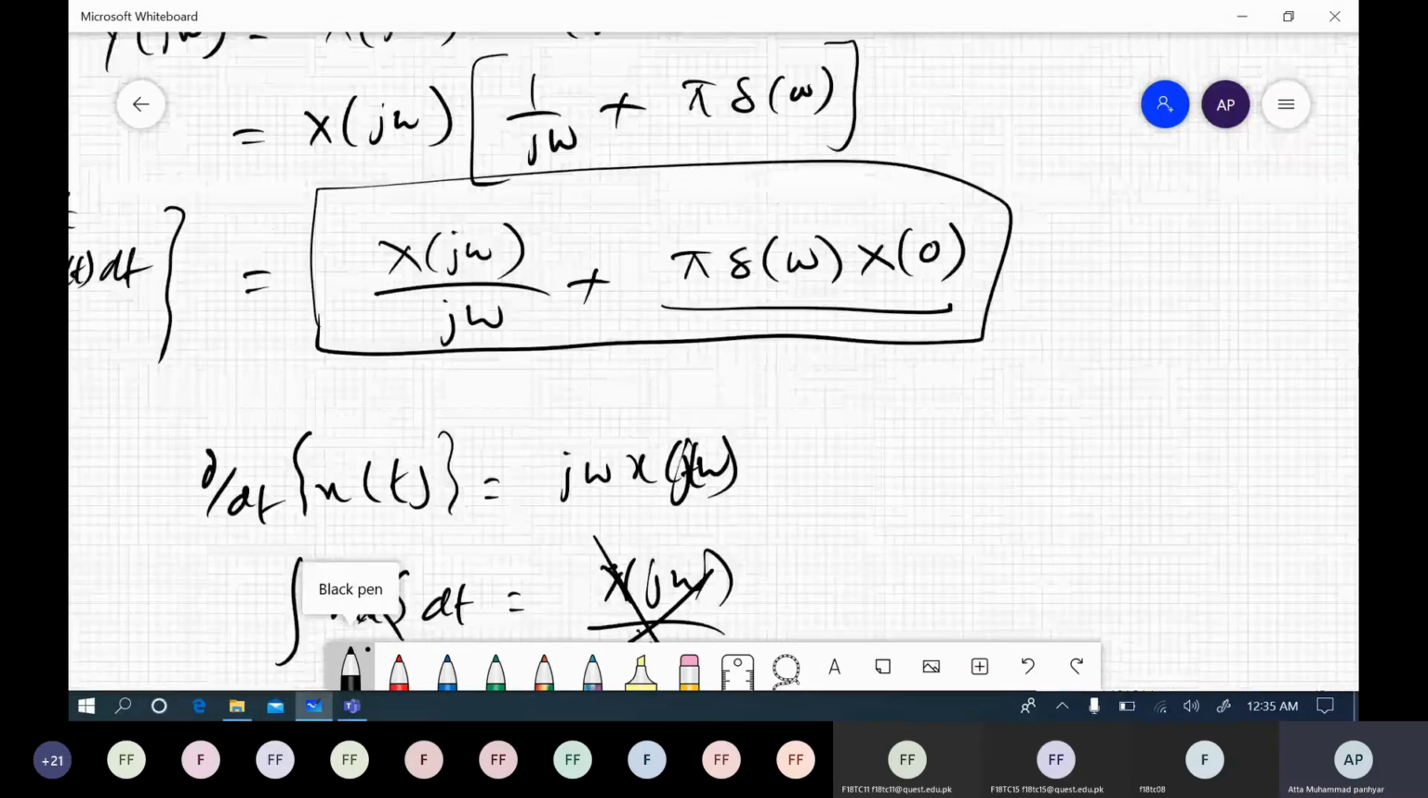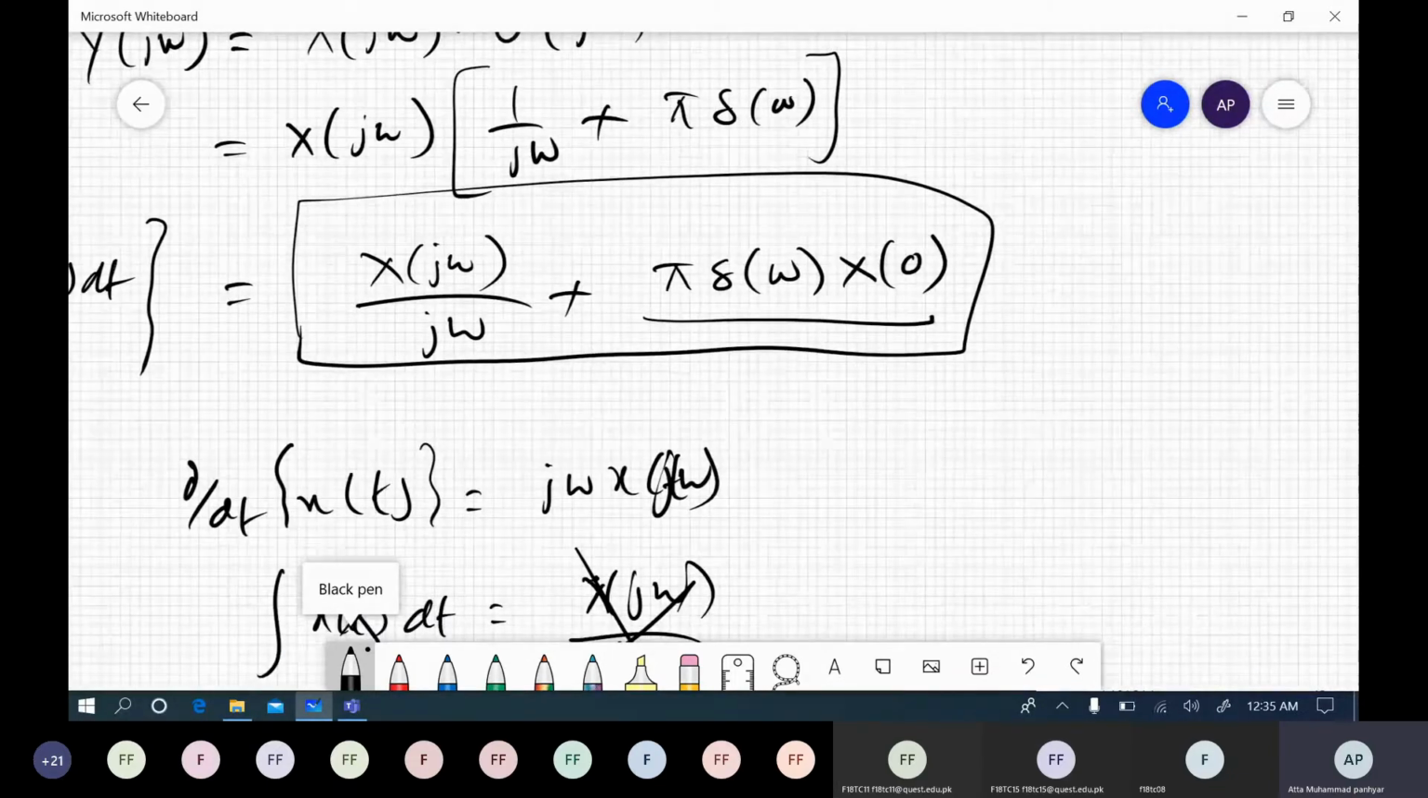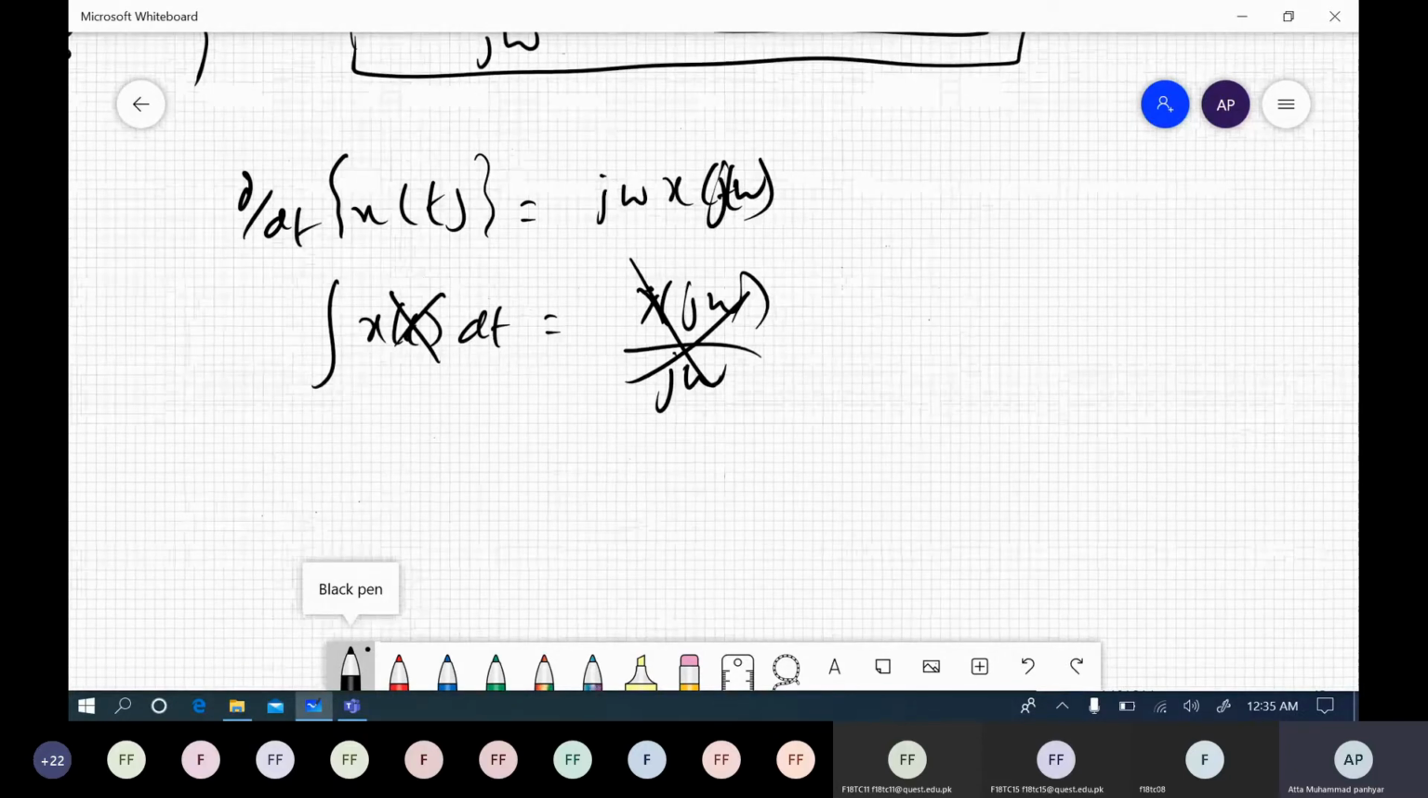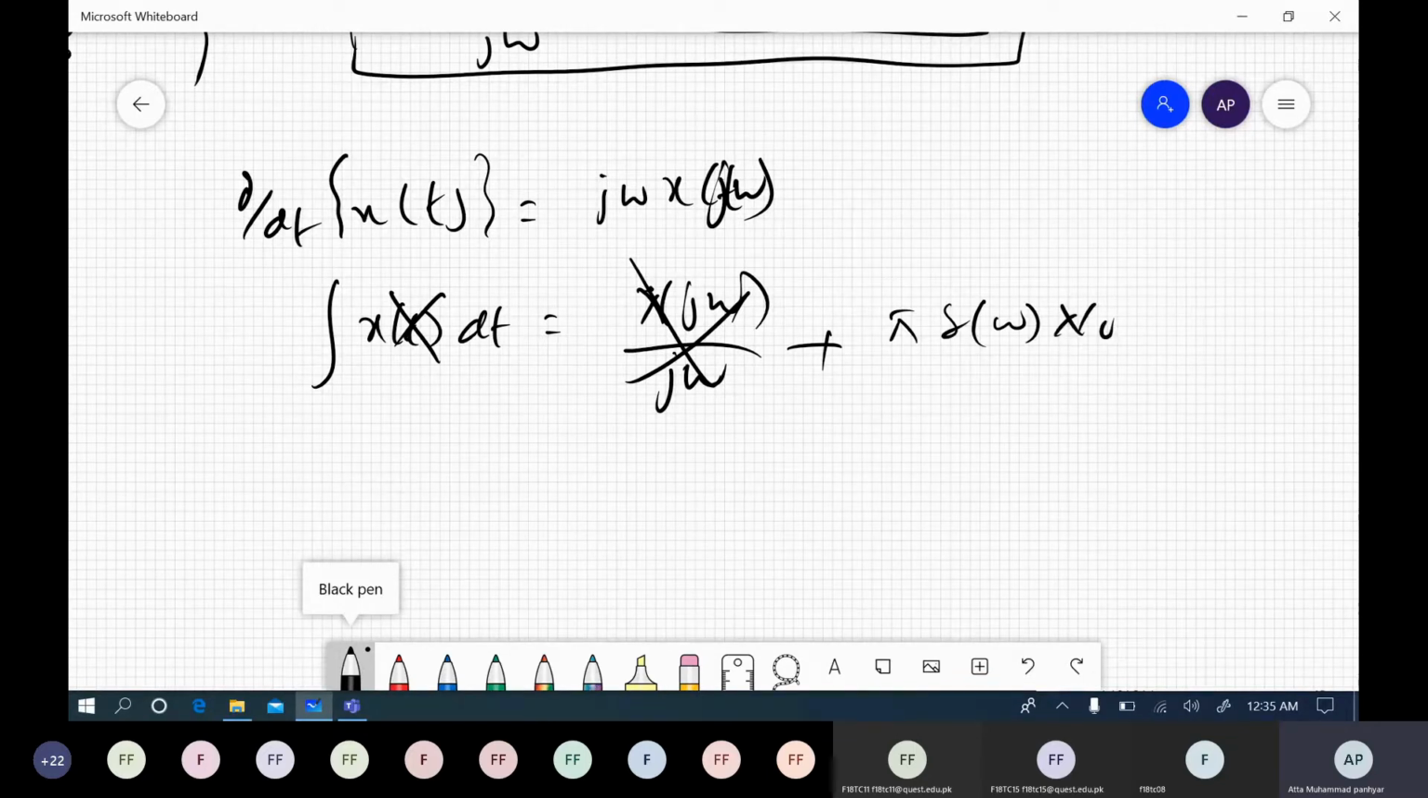There are some extra components also added, so this is wrong, right? The reason to solve this whole integral is just to let you know that sometimes we feel that derivatives and integrals are reciprocal of each other. So if the Fourier transform of the derivative is j omega X of j omega, its integral must be X of j omega divided by j omega. That's not the case. We have some extra component as well, so to get this extra component, we have solved the complete integral.